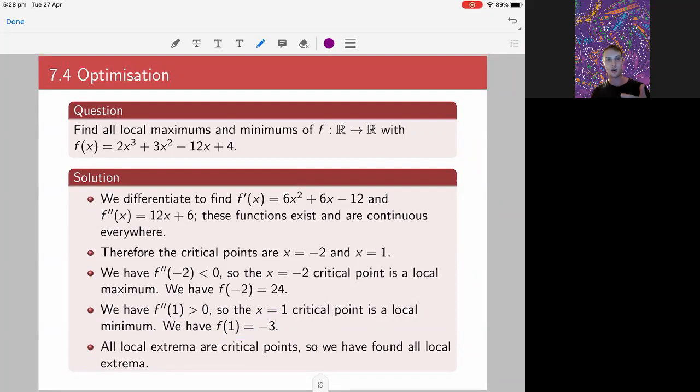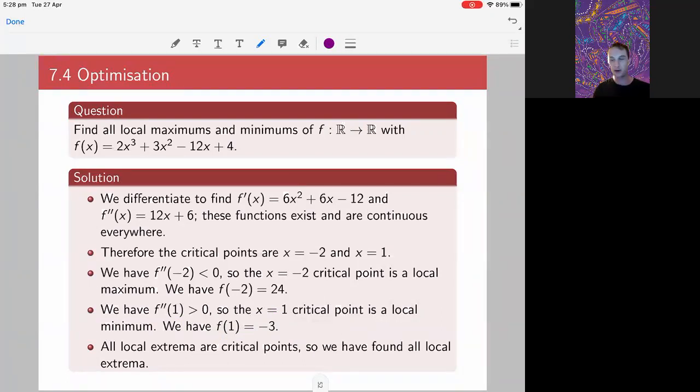All of the local maximums and minimums have to be critical points. We found only two critical points. There are only two critical points. And we saw that one of them was a maximum and the other was a minimum. And so that's it, we're done. That's the whole question there. Right, so this is this question here.